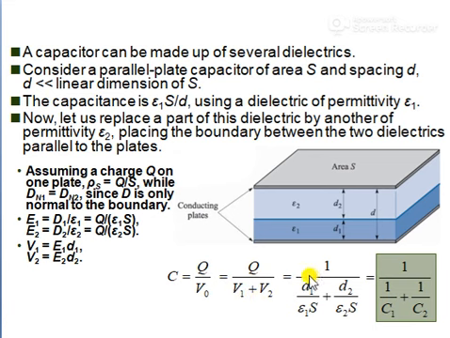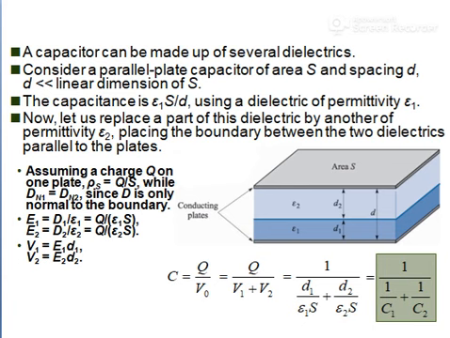V1 is E1 into D1, and E1 is Q divided by epsilon 1 S. So we get D1 by epsilon 1 S, and similarly D2 by epsilon 2 S. Finally we get 1 by C is equal to 1 by C1 plus 1 by C2. So this is the equation for this parallel plate capacitor.